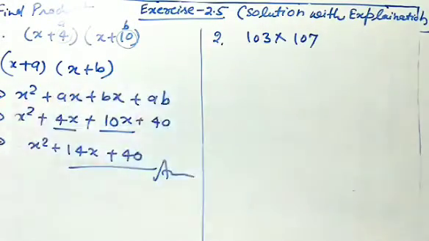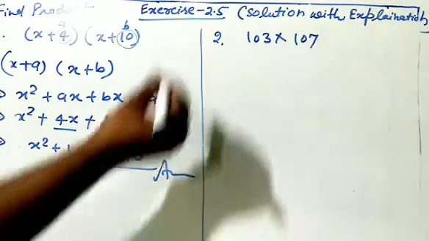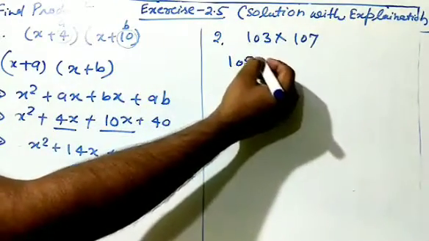Now come to question number second, 103 multiplied by 107. Students, this type of question is basically a logical question, because in this type of question you have to write the numbers so that you can manage with the following identities. Suppose I am writing 105 minus 2.